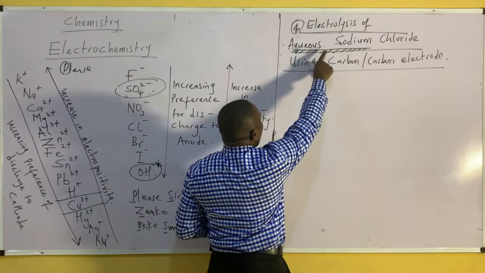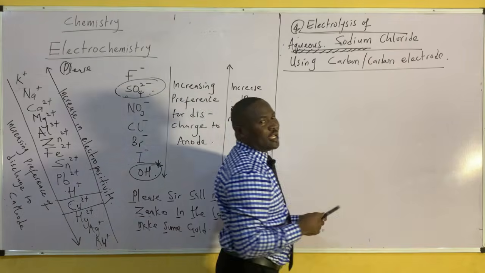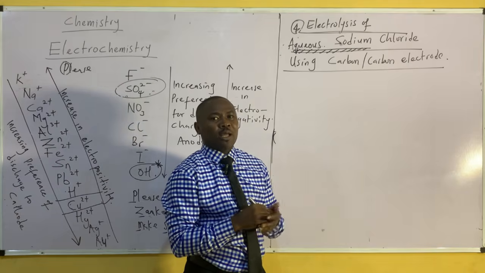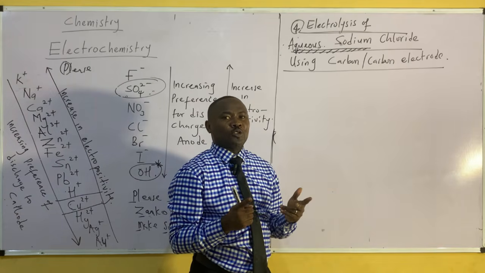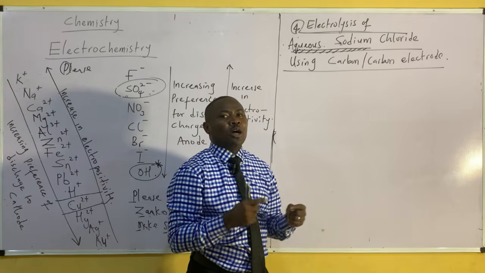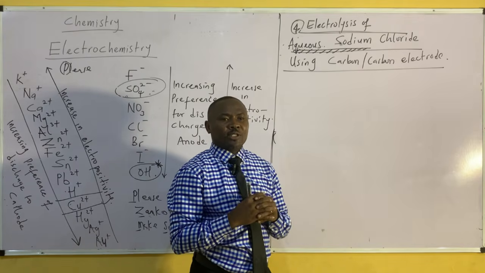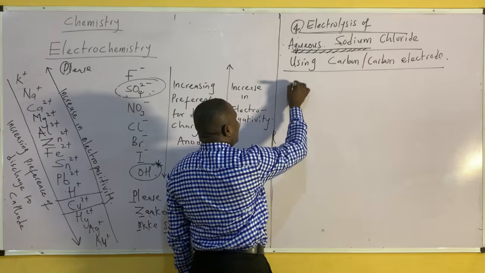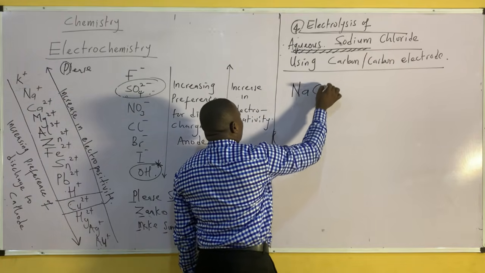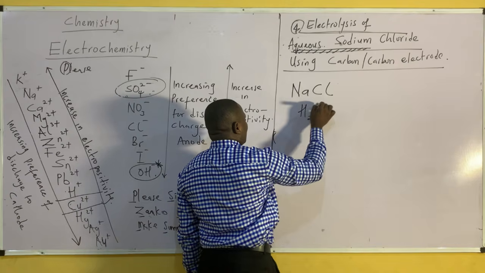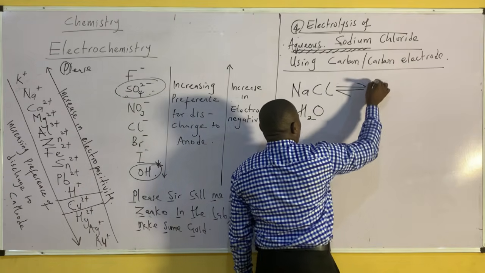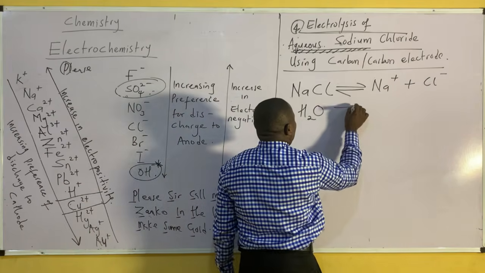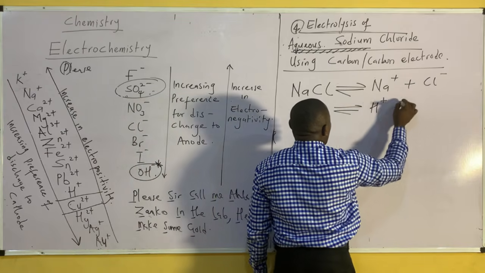This time we are having electrolysis of aqueous sodium chloride. Remember, aqueous sodium chloride shows that there is a presence of water, but molten shows that the only mobile ions you have are sodium and chlorine. A typical sodium chloride crystal is a solid, and the ions are not mobile. So now I will have sodium chloride in the presence of H2O. This will dissociate to give us Na+ and Cl-, while water will dissociate to give us H+ and OH-.